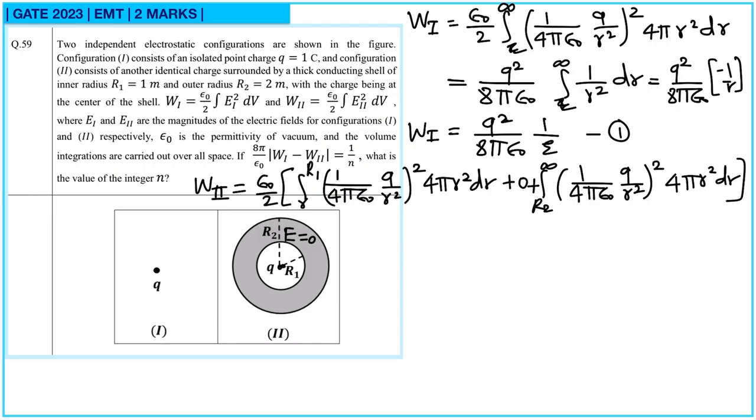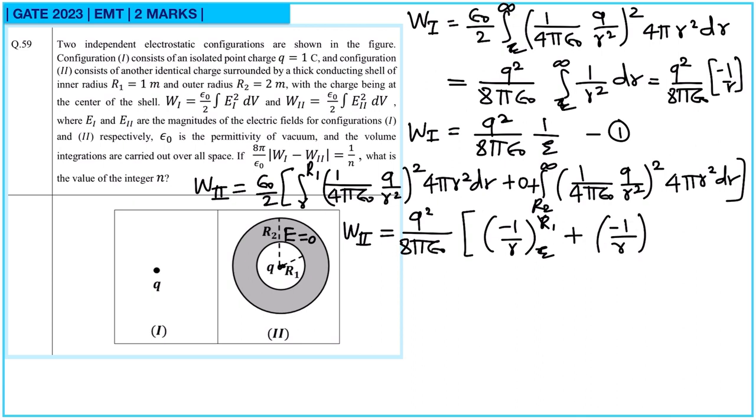So this we have to solve. So W2 is equal to, now from this we can take similarly as we have done in case 1, we can take this q square upon 8 pi epsilon naught common, and then we have minus 1 upon r. Here we have minus 1 upon r, and the limit is from r to r1, plus we have minus 1 upon r, and the limits are from r2 to infinity. So this comes out to be q square upon 8 pi epsilon naught.